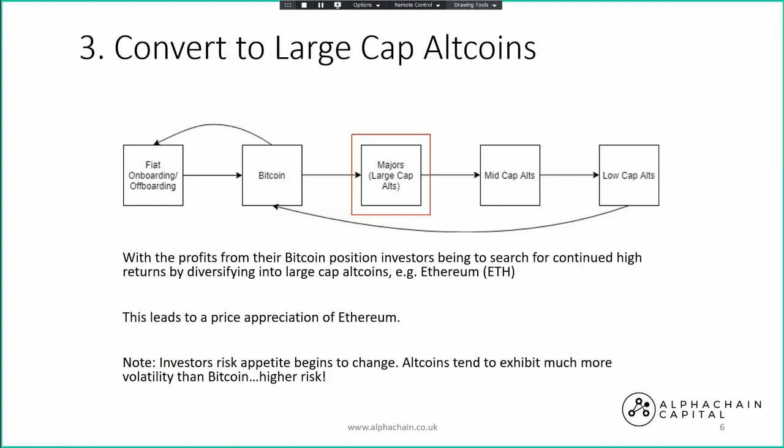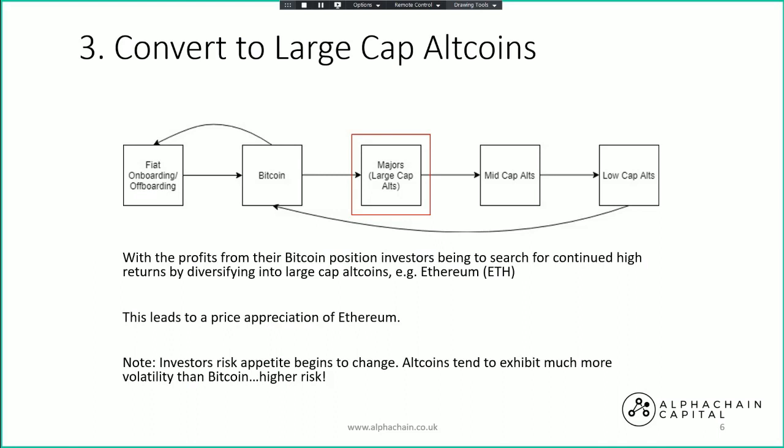It's also important to note here that these large cap altcoins exhibit much more volatility than Bitcoin and are considered much higher risk, usually due to the fact that their market cap is much smaller than that of Bitcoin's. This means that these flows usually cause a greater percentage move in price than that of Bitcoin, helping investors to yield greater returns in the process.